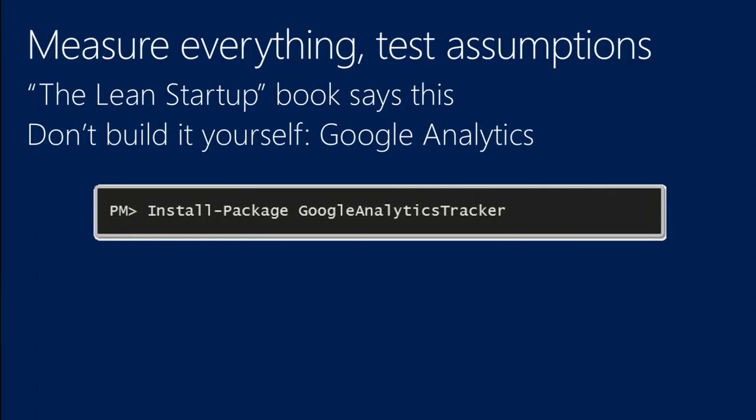Also, if you're reading the Lean Startup, for example, everyone founding a startup is saying, track everything, measure everything, test your assumptions. And that's what we actually do as well. And we decided not to build our own measurement system. We decided to go with Google Analytics. And basically everything you do on MyGet is being tracked, not at the user level, but we're just measuring which feature is being used, how often is it being used, and so on.